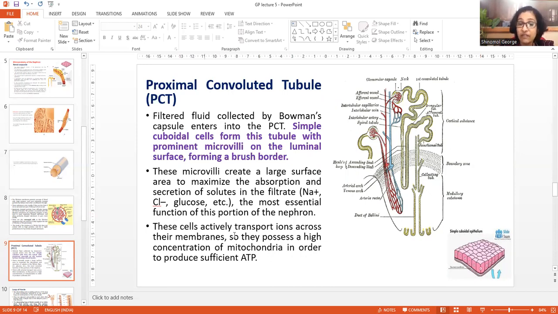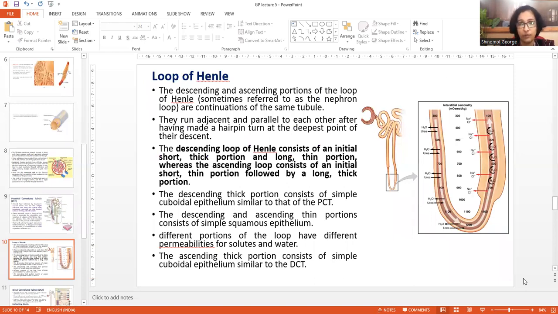These cells pump ions across their membrane, and so they possess a high concentration of mitochondria in order to produce ATP, because all these ions are eventually transported across with the help of ATP. That is active transport.